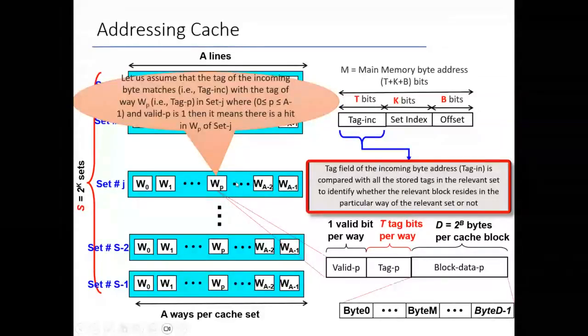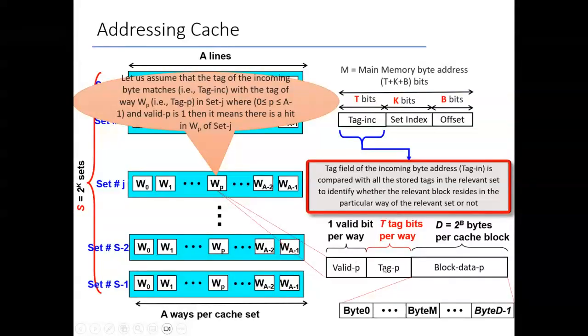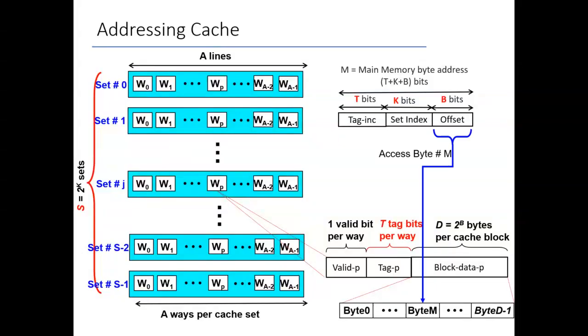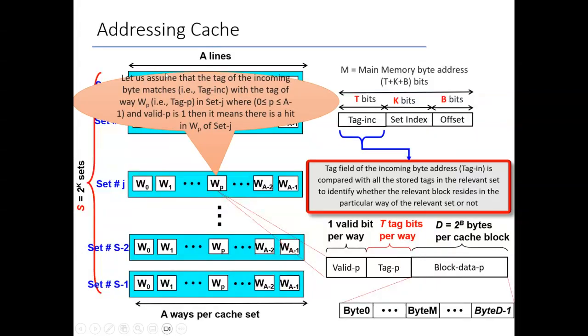Now if the tag of the way P, which I call tag P, matches with the incoming tag and the valid bit is 1, it means that there is a hit. There is a hit in way P of set J. Any question? Should we proceed?